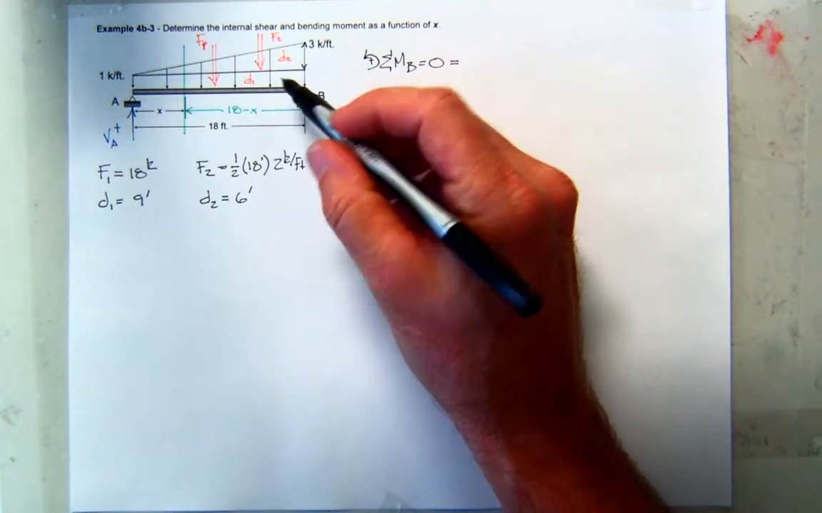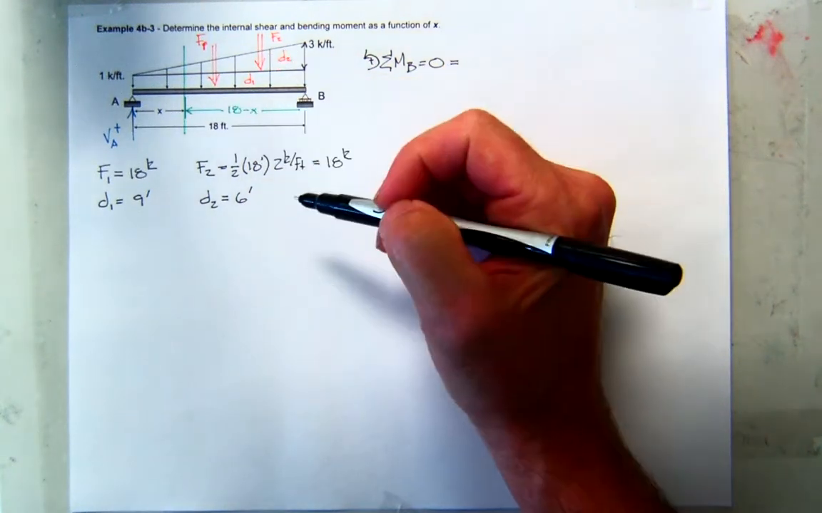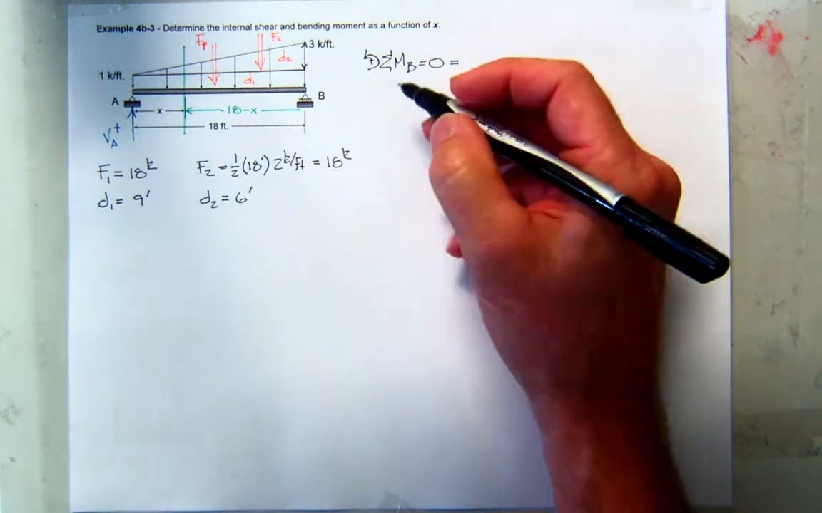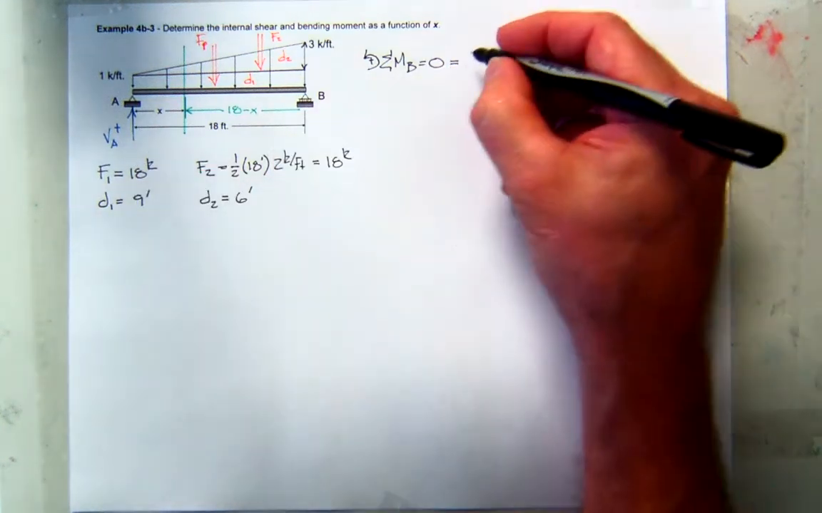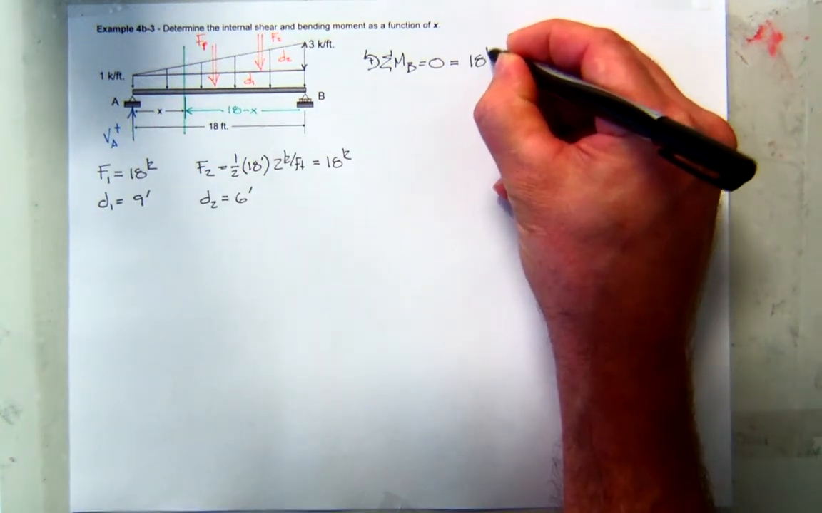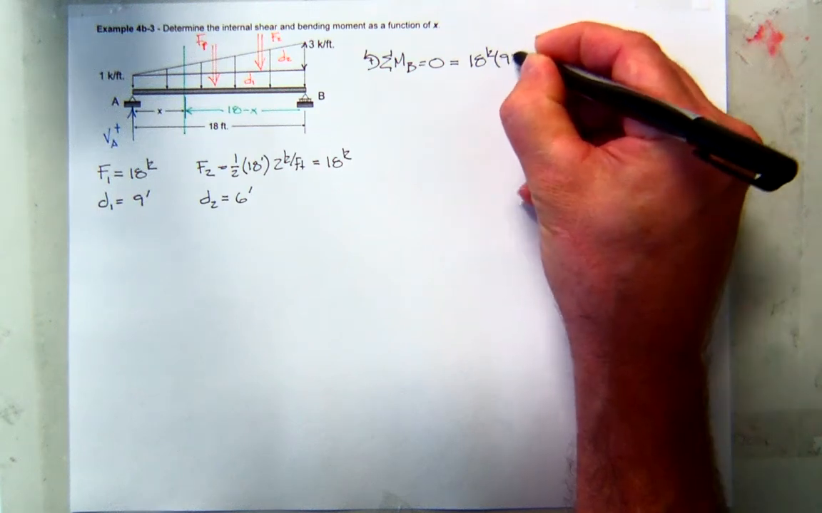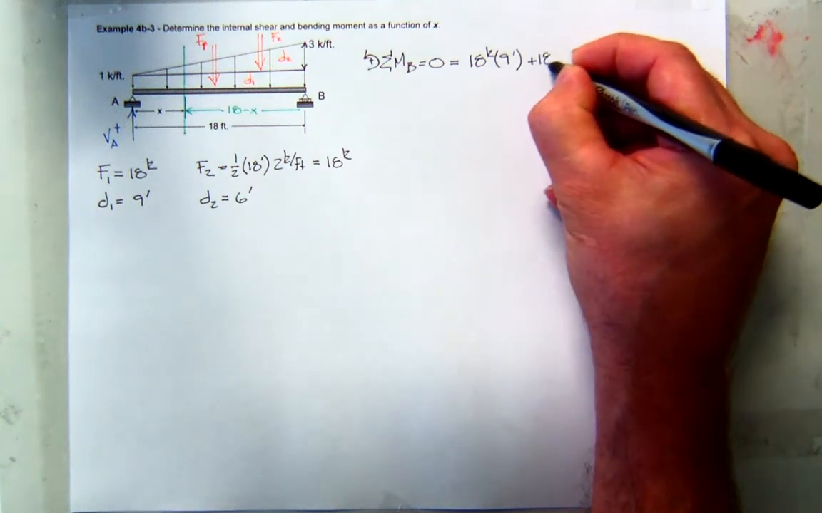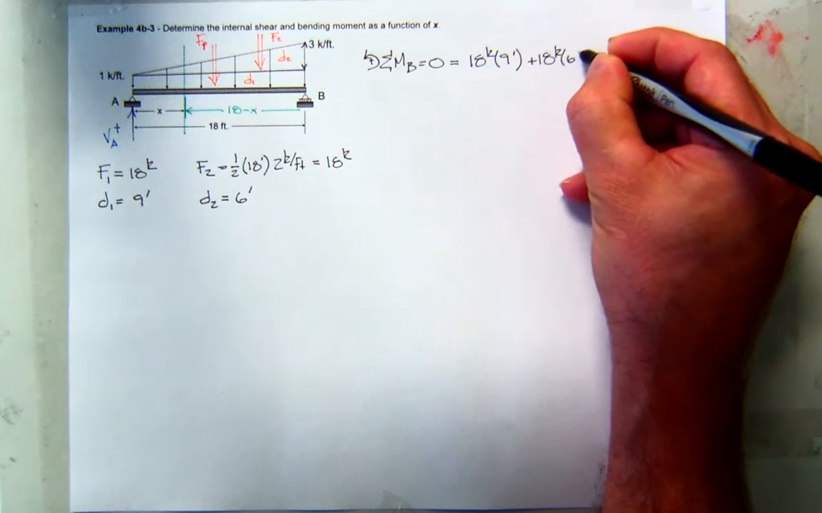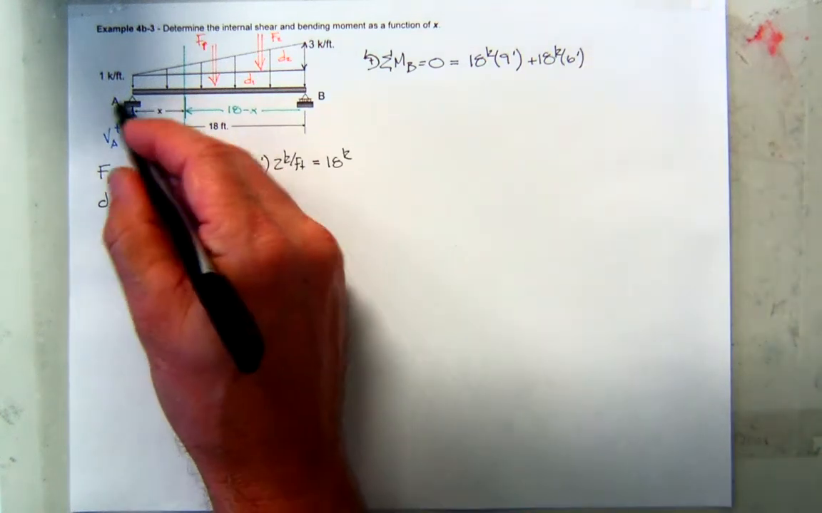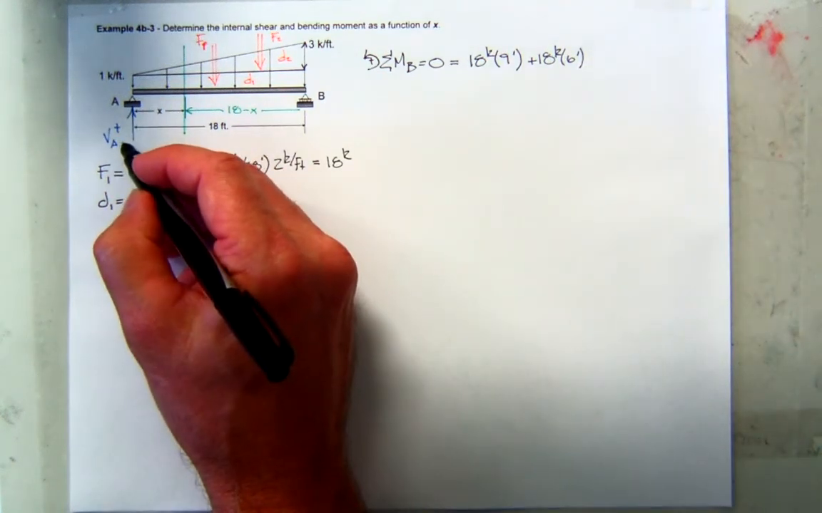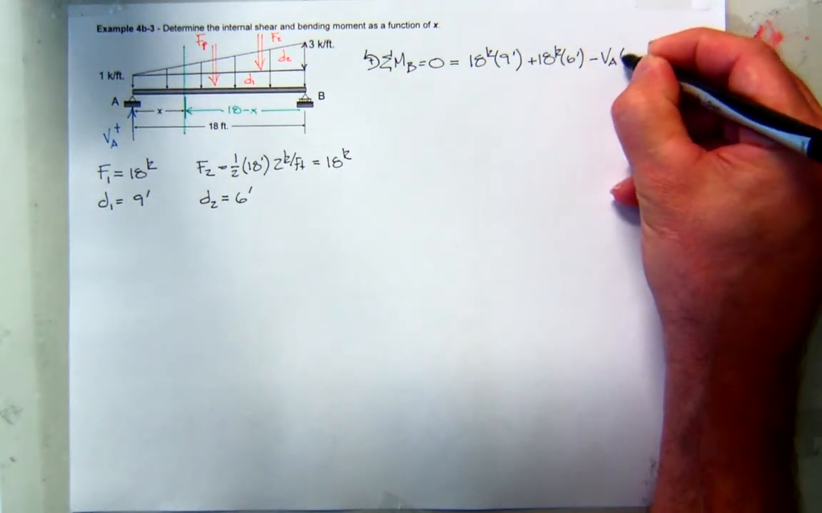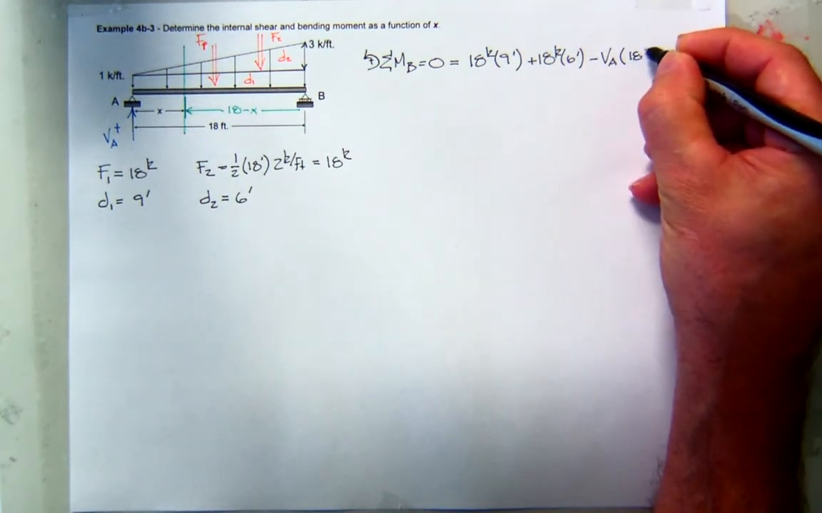So about B, F1 and F2 are going to create what kind of moment? Positive or negative? Both positive. So I'll just take them 1 and 2. F1 is going to be 18 kips times a moment arm of 9 feet. And then F2 is also 18 kips times a moment arm of 6 feet. And then way out here on the left is my shear force at A, which is going to create negative moment and have a moment arm of 18.